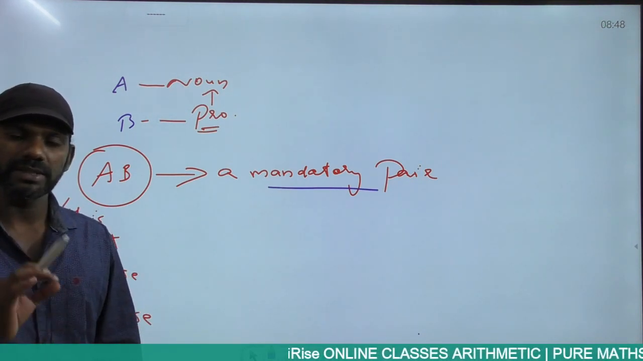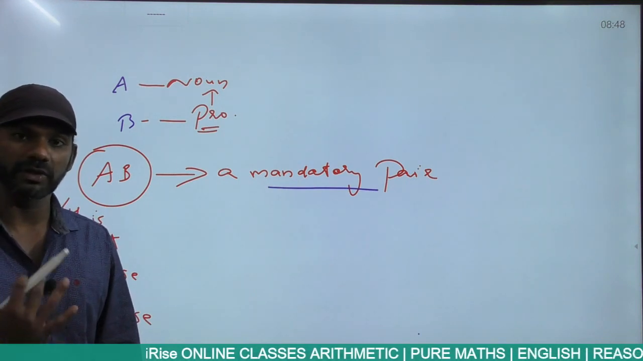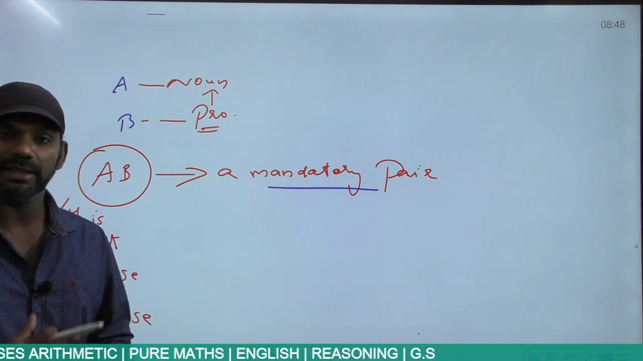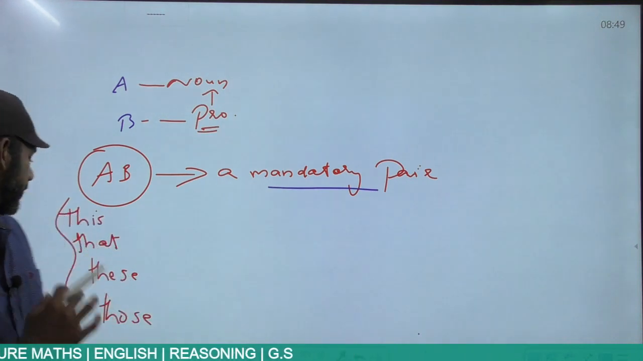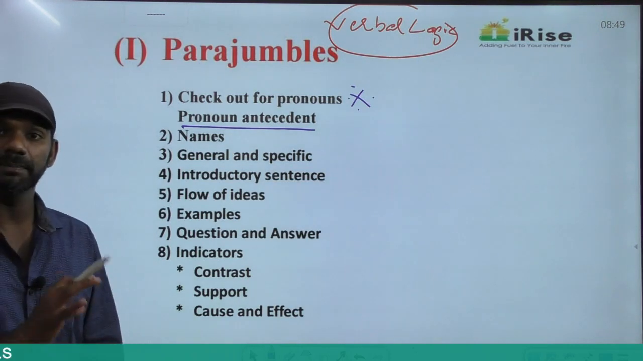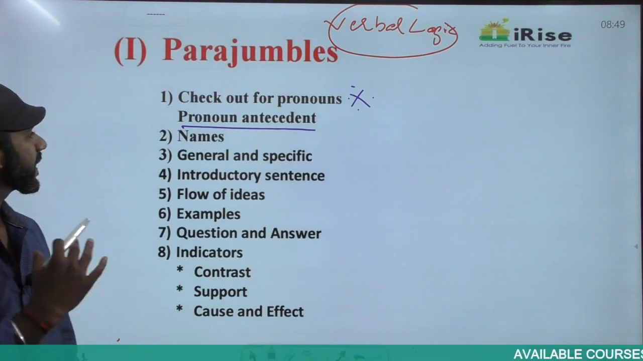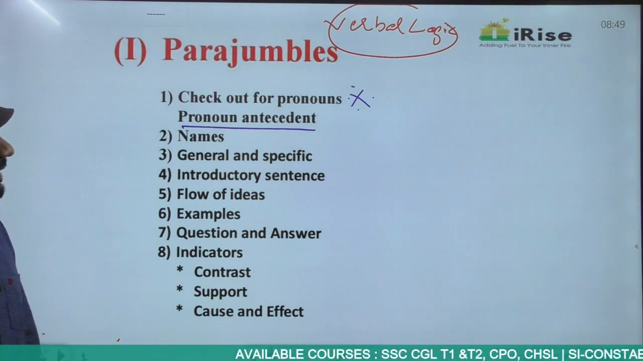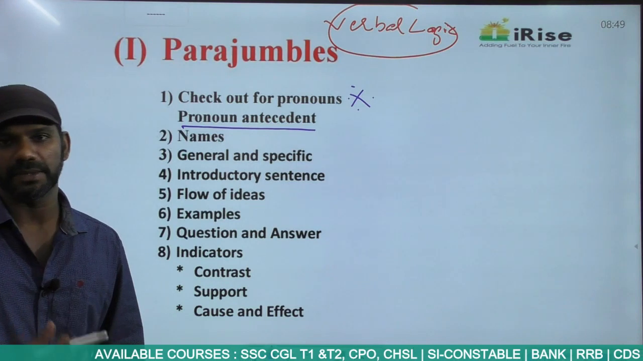When you find a pronoun, just see to which noun that particular pronoun refers to. The sentence carrying the noun and the sentence carrying the pronoun together can be called a mandatory pair. So this is the very first concept. Check out for pronouns and it is a very important concept as well. Come to the second concept, names. Names in the sense, sentences carrying names.